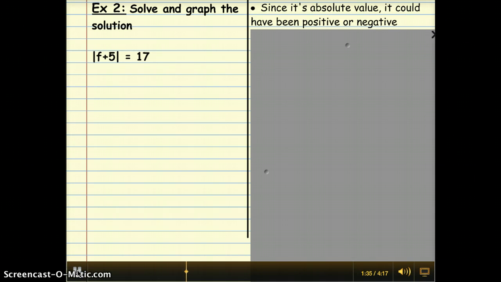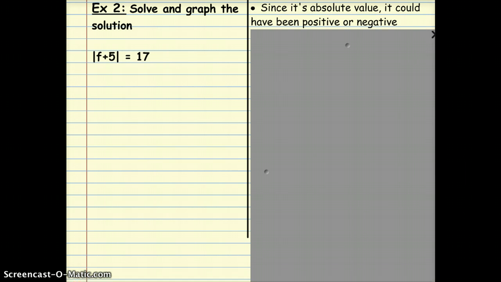In this example, we want to solve and graph the solution to the absolute value of f plus 5 equaling 17. Since we have an absolute value here, we know that it could be a positive or a negative number, because both of them would give us a positive answer with the absolute value. So we can either have a positive f plus 5 or a negative f plus 5. And as I said, the absolute values act like parentheses where you want to do those things first.